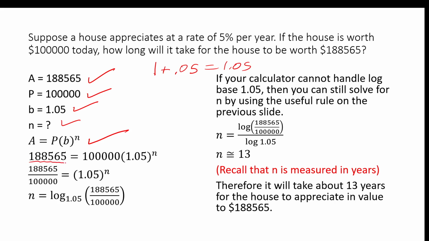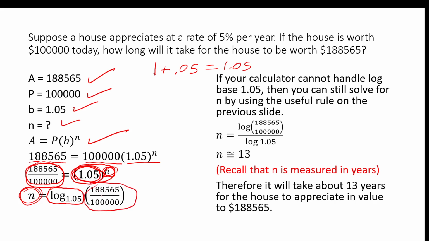So 188,565 equals 100,000 times 1.05 to the n. Dividing both sides by 100,000, we get 188,565 over 100,000 equals 1.05 to the n. Then we can say that the exponent n can be solved using logarithms. The log base 1.05, the base of the exponent is the base of the logarithm, of 188,565 over 100,000.